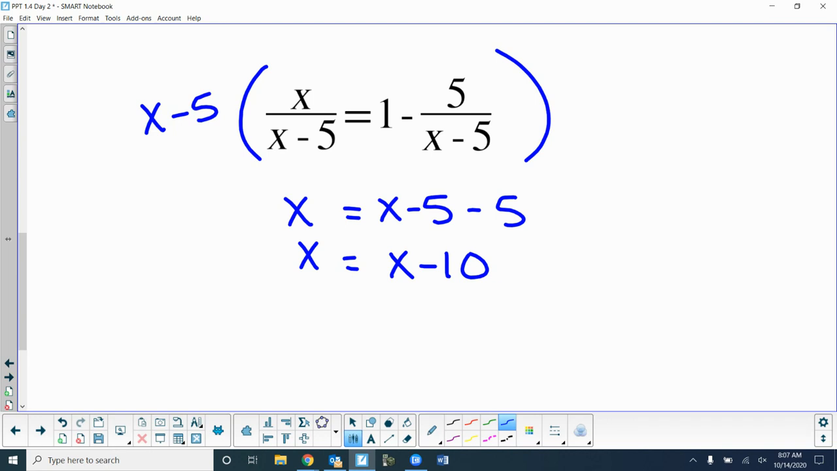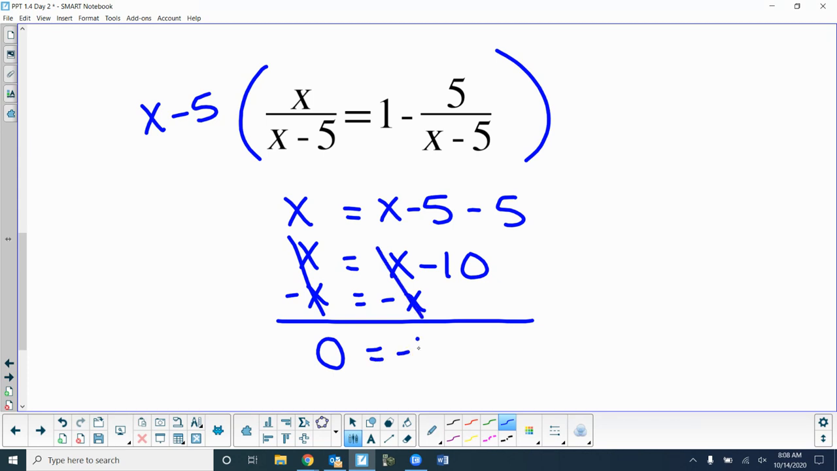So now what? Brooke? Yep. I want to get this x over here with this one. So what happens here? Yeah, now when these cancel out, what's left? 0, right? There's no x anymore. Is this a true or a false statement? It's a false statement. So what do we say the answer is? No solution. That could happen.